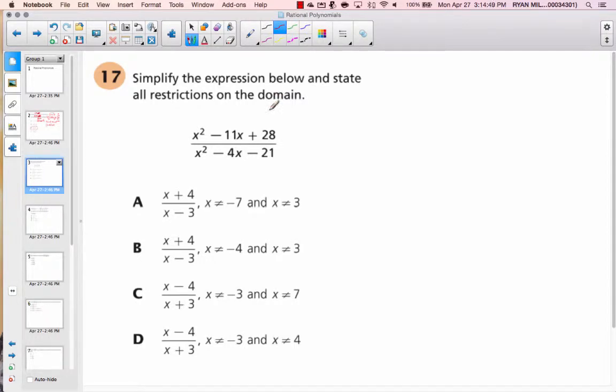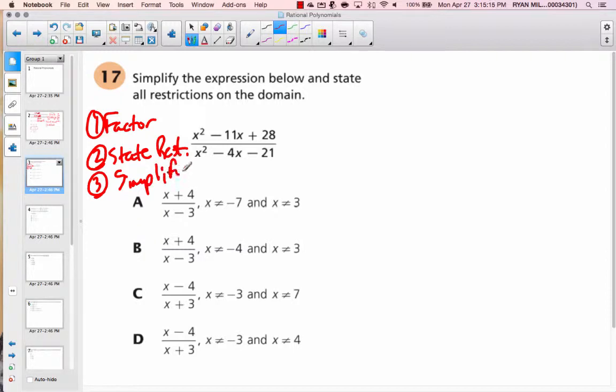The mistake that students always made in my class was they would go ahead and simplify like we did on the previous question, and then they would state the restrictions. The process we're going to follow here is we're going to factor, then state our restrictions, and third, we're going to simplify. You have to state your restrictions before you simplify.